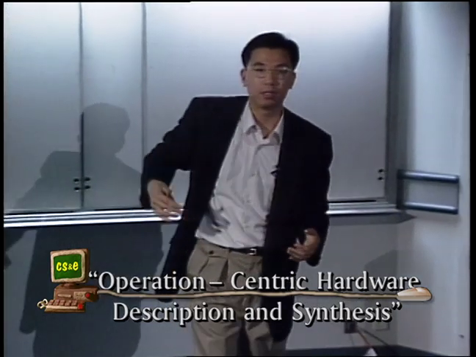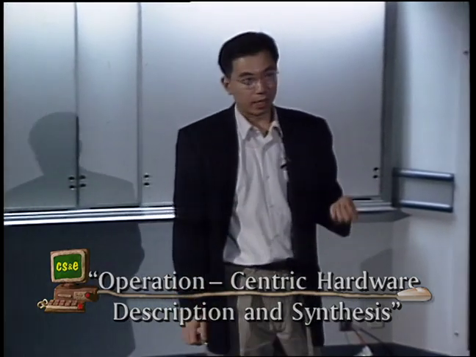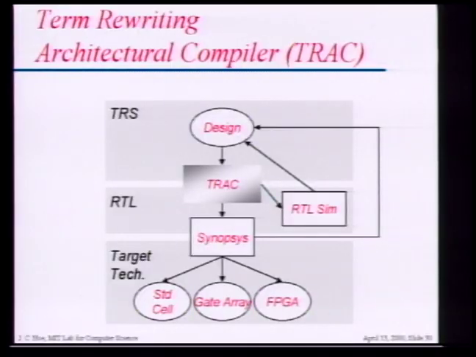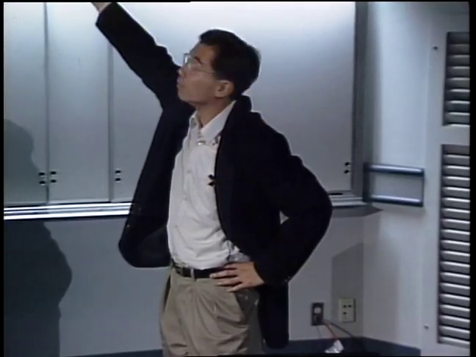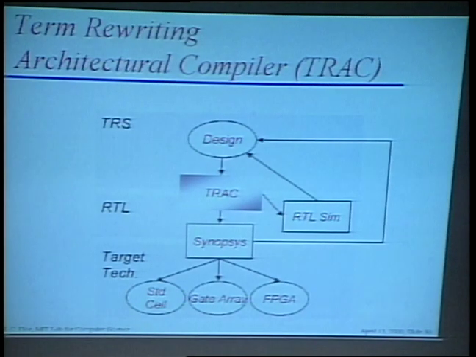All right, so the kind of things I've been talking about in this presentation have been implemented in a compiler called TRAC. It's the term rewriting architectural compiler. And TRAC takes in a design specification in TRS and produces a synthesizable Verilog description that can be compiled by commercial tools to target a number of different implementation technologies, including FPGAs. And the compiler can also generate simulatable descriptions to help debugging.